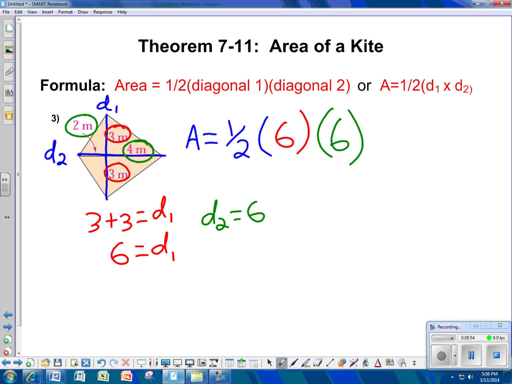And then the last step here is once we have each part of our equation, we can just plug it into our calculator and come up with our answer. The answer we should have gotten was 18. And it's meters squared.